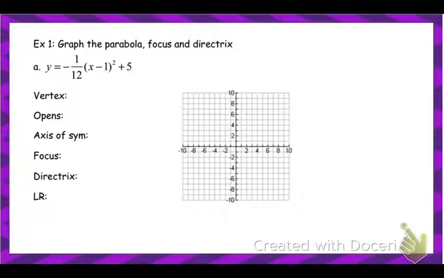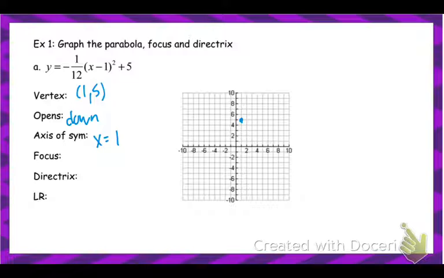So we'll start with the vertex. The vertex here is (1, 5), so I'm going to plot (1, 5) first. We know this graph is going to open down because that value is negative. The axis of symmetry, because it's vertical, is x equals the x-coordinate of the vertex. So nothing there has changed.